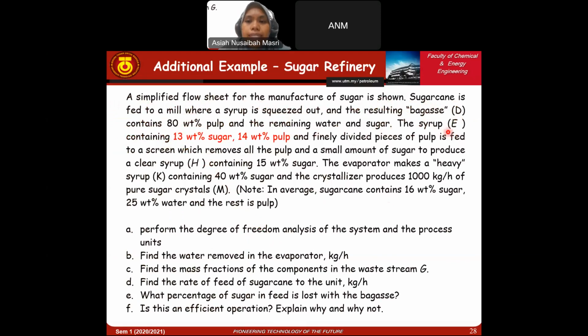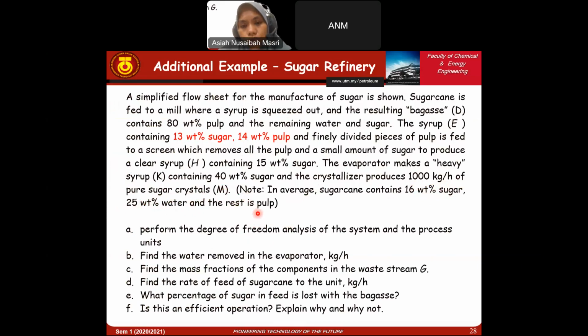The syrup E containing 13 weight percent sugar, 14 weight percent pulp and finely divided pieces of pulp is fed to a screen which removes all the pulp and a small amount of sugar to produce a clear syrup containing 15 weight percent sugar. The evaporator makes a heavy syrup K containing 40 weight percent sugar, and the crystallizer produces 1000 kilogram per hour of pure sugar crystals. Note, on average, sugarcane contains 16 weight percent sugar, 25 weight percent water, and the rest is pulp.